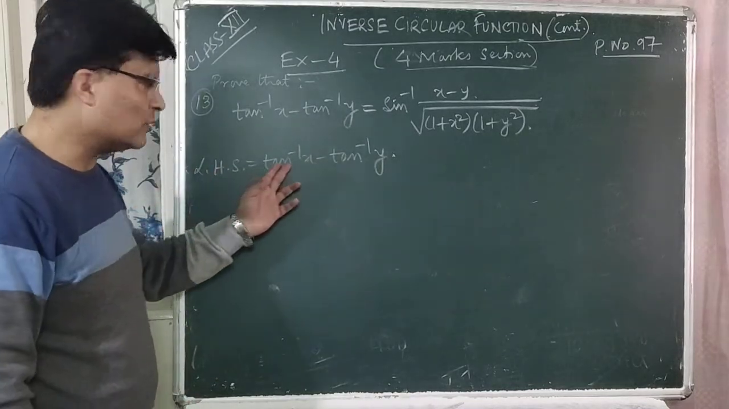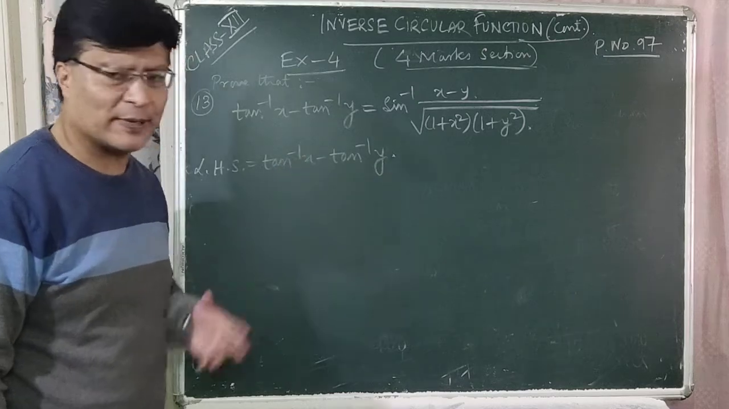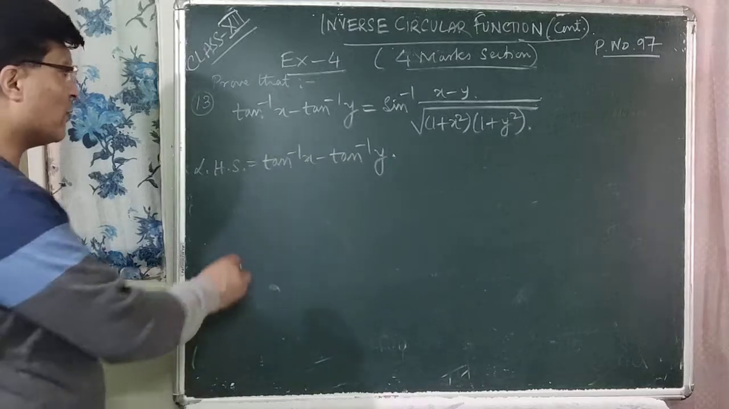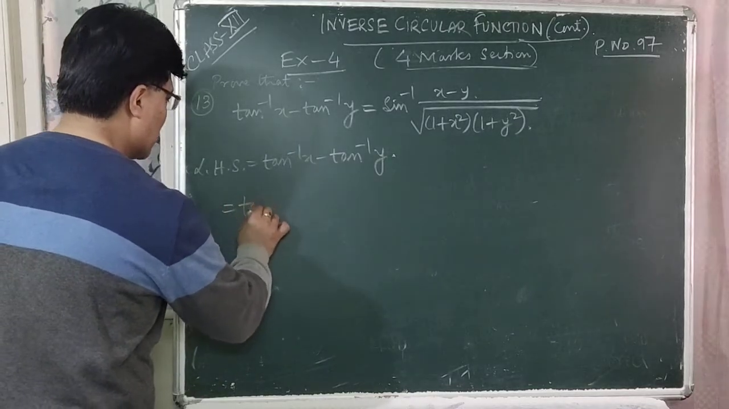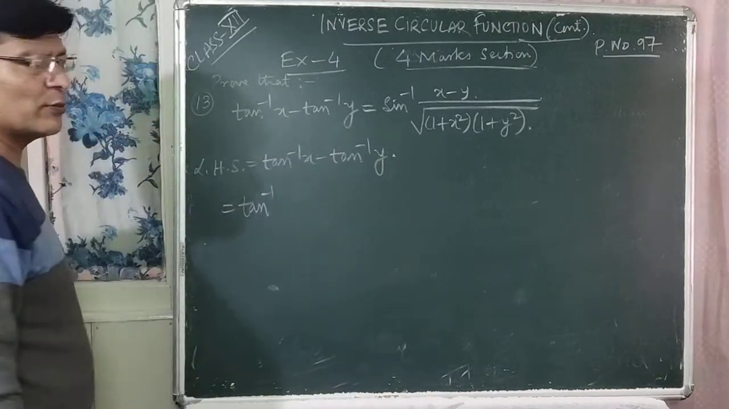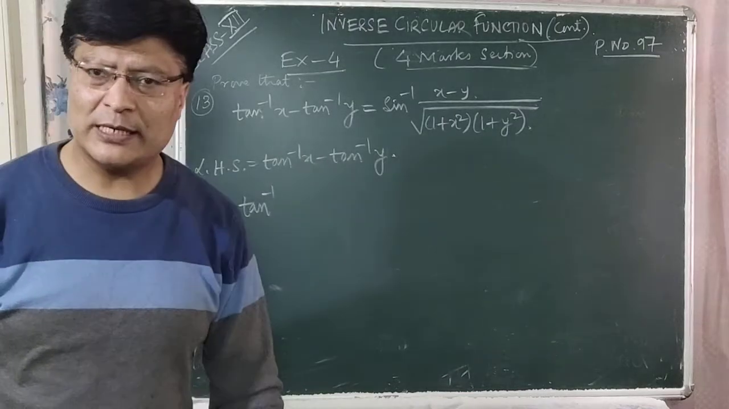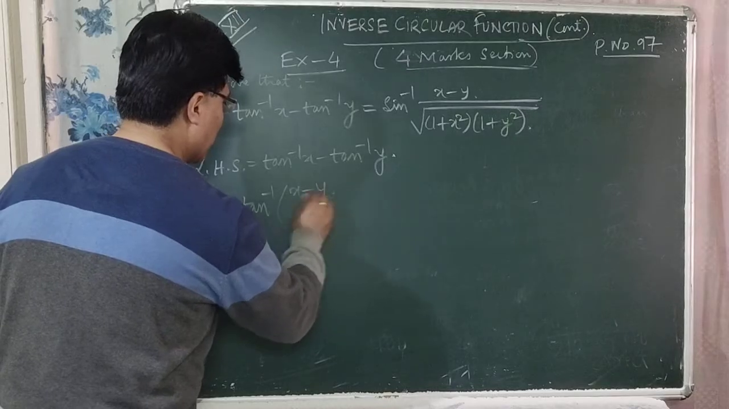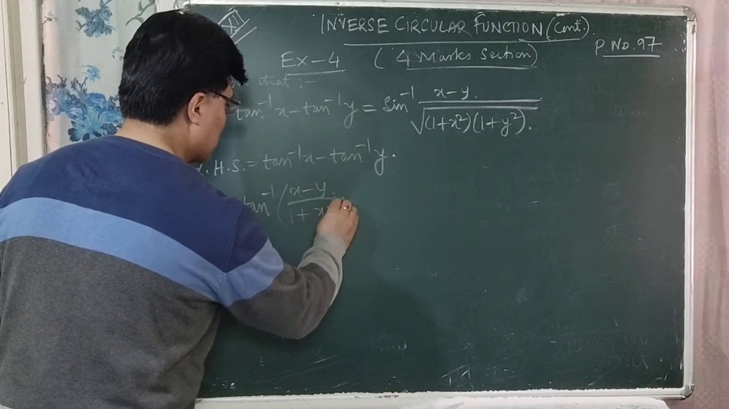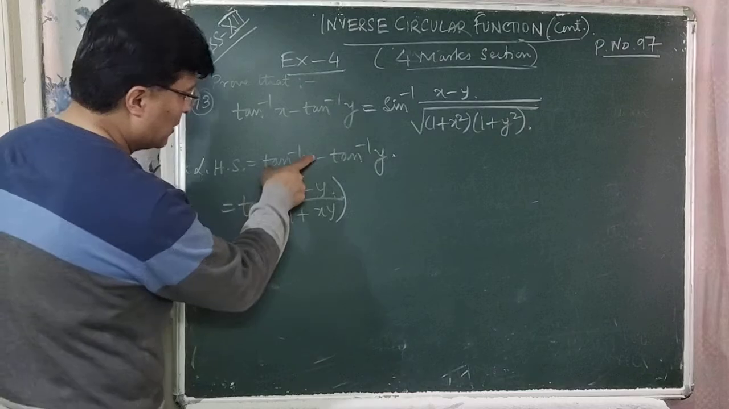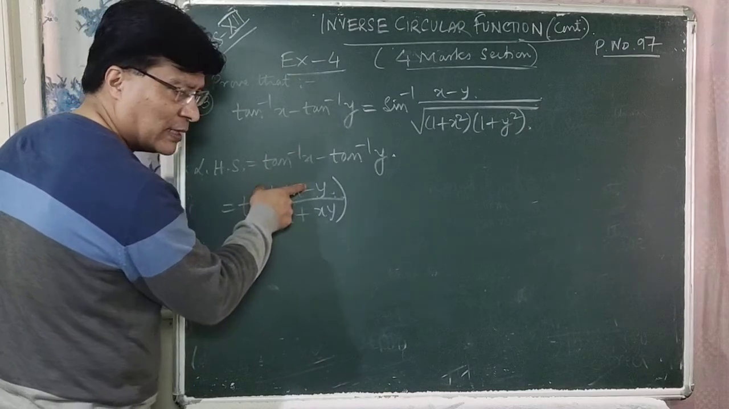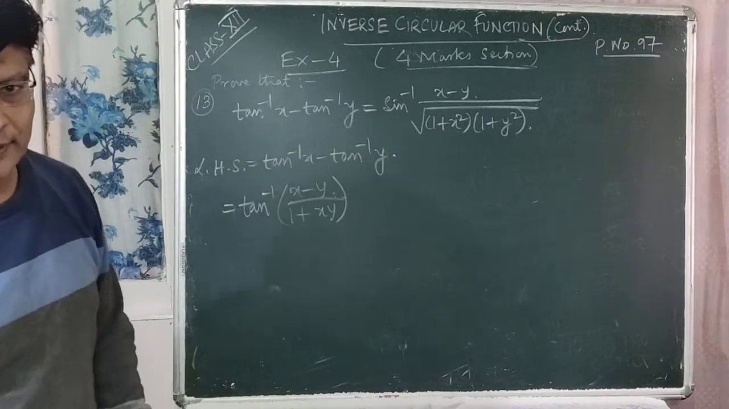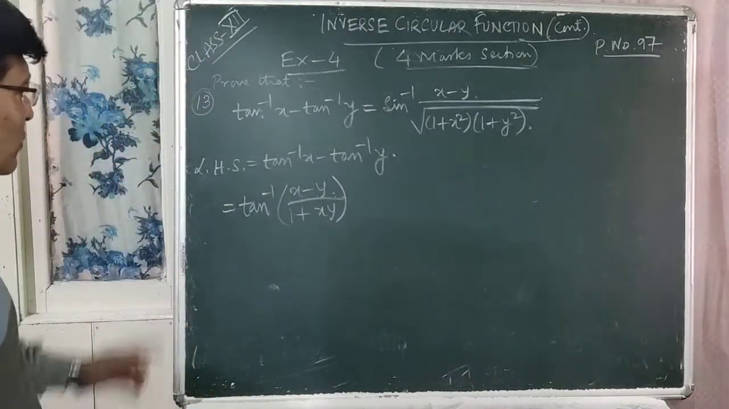So LHS is equal to tan inverse x minus tan inverse y, right? So you can use the formula here in this case also. What is that formula that you can use here? Which is equal to tan inverse. What is the formula for tan inverse x minus tan inverse y? It is tan inverse of x minus y upon 1 plus xy. You know this formula. If there is minus sign, you should write minus sign in the numerator and plus sign in the denominator, right? So now, what will you do?